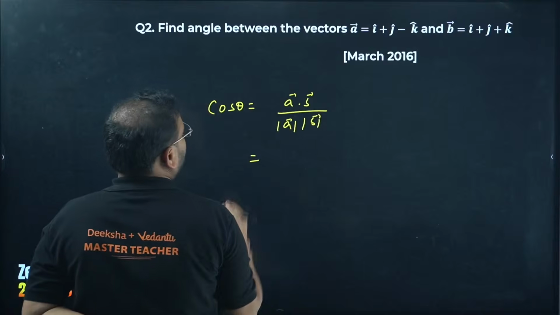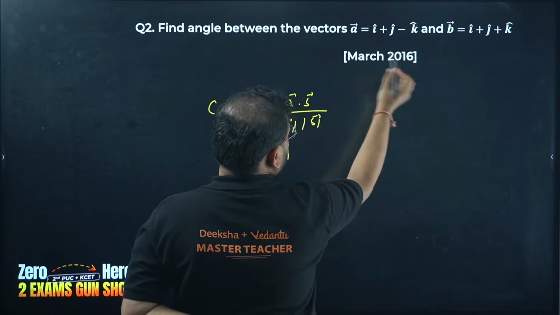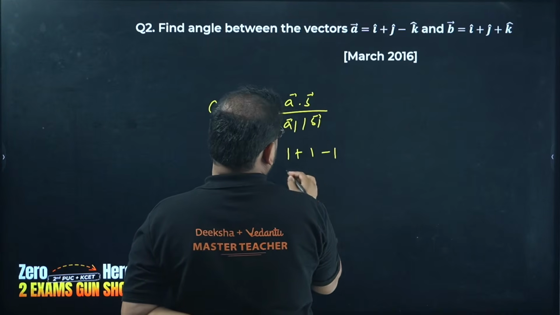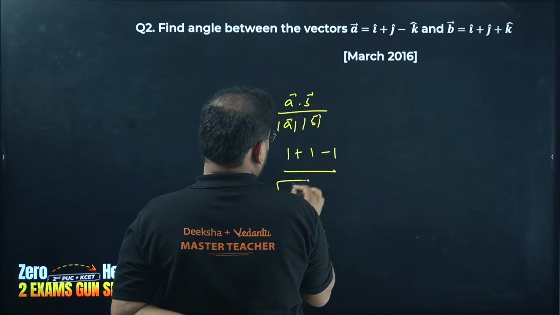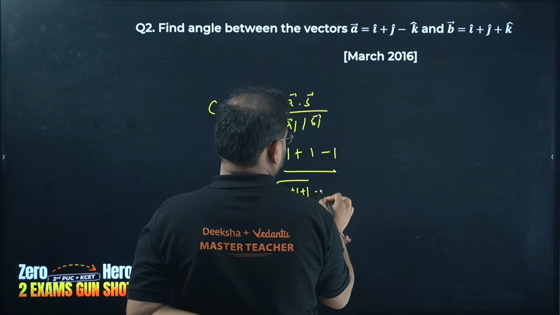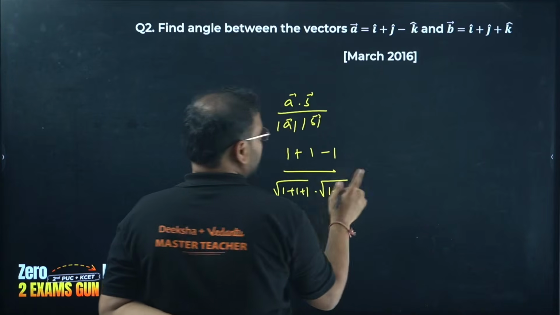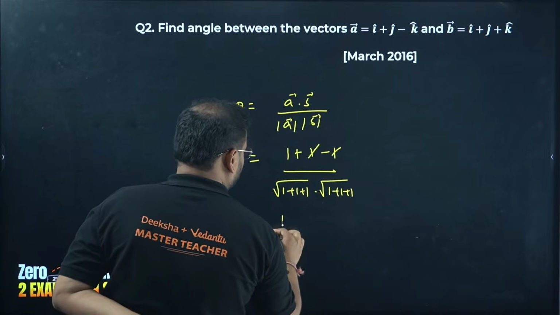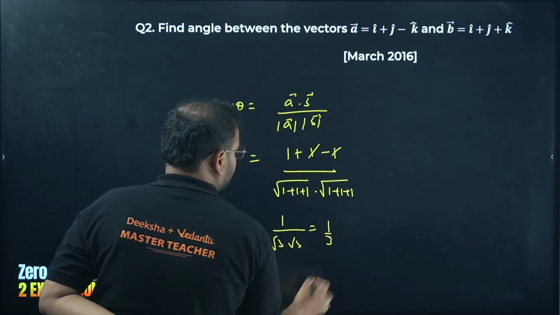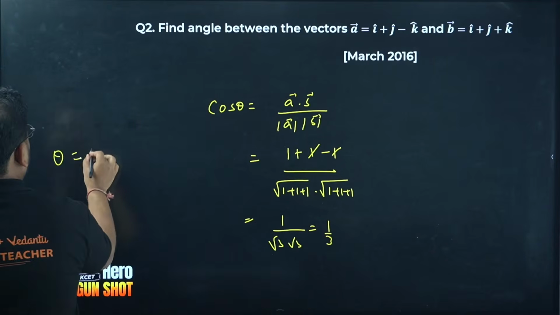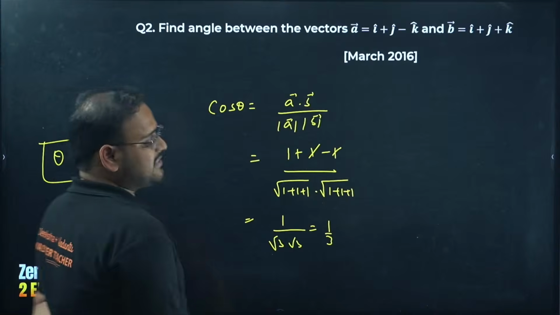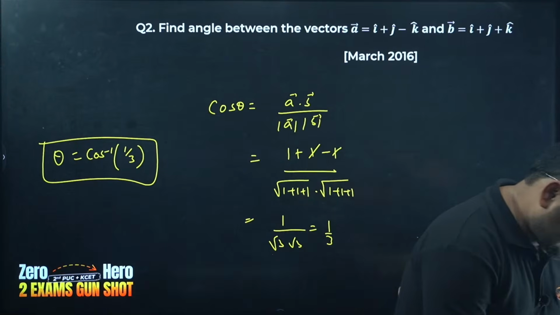Check here. A dot B will be what? I dot I will be 1. J dot J will be again 1. And K dot minus K will be minus 1. Mod of A is root of 1 plus 1 plus 1. And over here we'll have the same thing, 1 plus 1 plus 1, because we are using squares. So we get here 1 upon root 3 into root 3. Value is 1 upon 3. This is for cos theta. Theta will become cos inverse of 1 by 3. PYQ from which year? 2016.